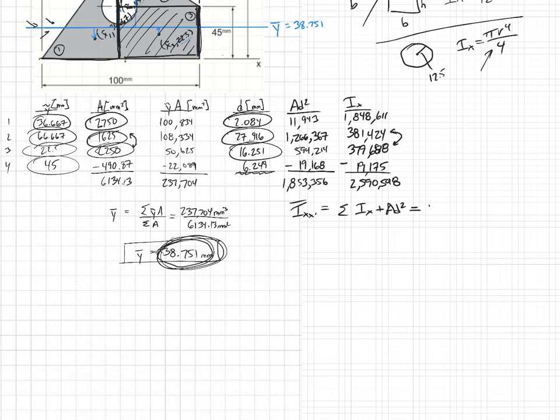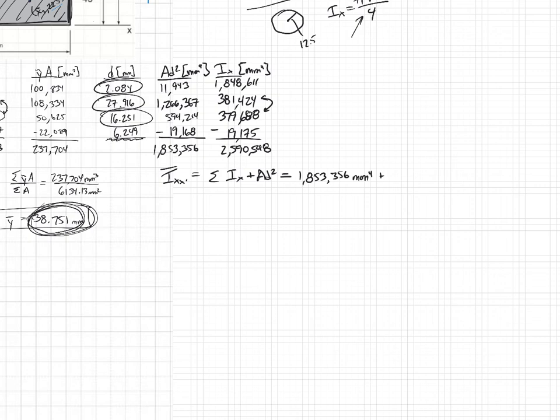Okay, so that's going to be 1,853,356. Oh, sorry, I never gave units to this, did I? Millimeters to the fourth. Okay, millimeters to the fourth plus this huge number, 2,590,548 millimeters to the fourth. Okay, so the IXX prime bar equals, well, let's ease up on those sig figs, and let's go back to 5.